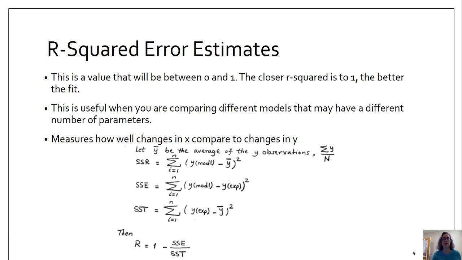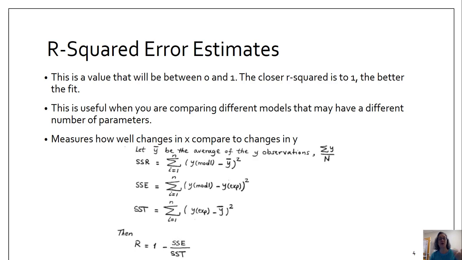So try that on your own. The other thing we talk about is R-squared error estimates. And this is going to be a number between 0 and 1. The closer it is to 1, the better the fit. For real data, 1 is a lofty goal. Okay, we're not going to really see that. But we want it to be closer to 1, which indicates a better fit.